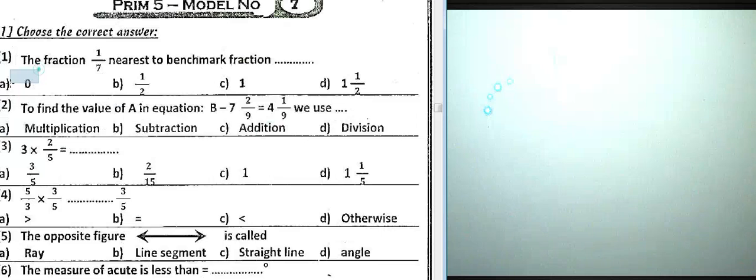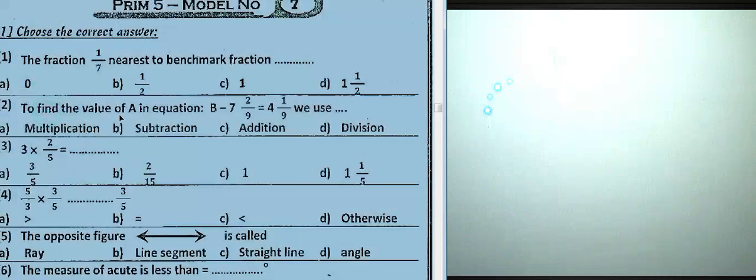Today we'll solve model number 7 from the Math Questions Bank, Dakahlia government, second term. Choose the correct answer. The fraction 1 over 7 is nearest to the benchmark 0. It will be nearest to 0.